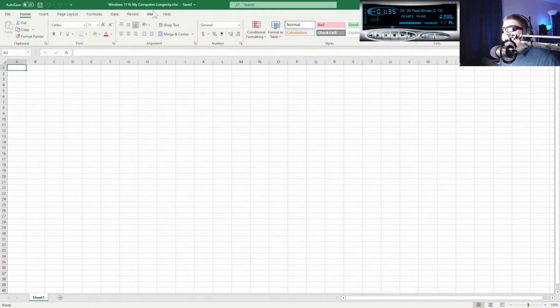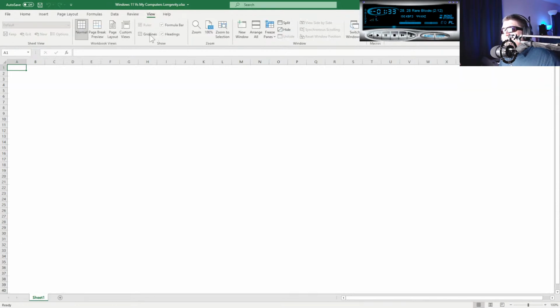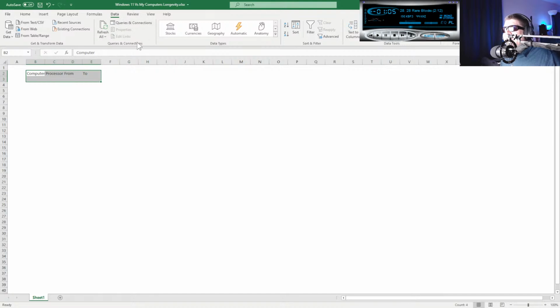All right, let's see. So first off, to get rid of the grid lines so it doesn't look as much like a spreadsheet. I could dark mode this by changing the color of everything. All right, let's turn down some of the music in the headset here and let's concentrate. All right. Computer. From. To. Actually, no. Let's have some fun with this. And let's put the processor in there, too. Processor. From. To.